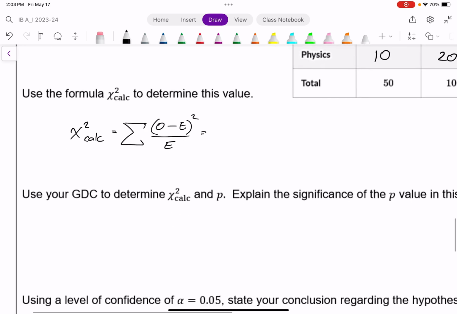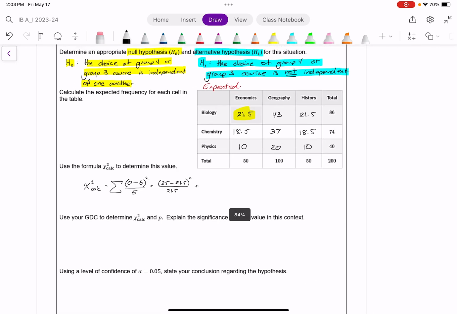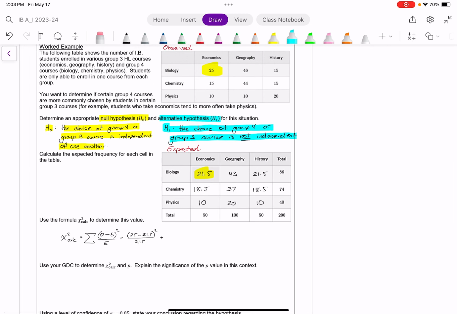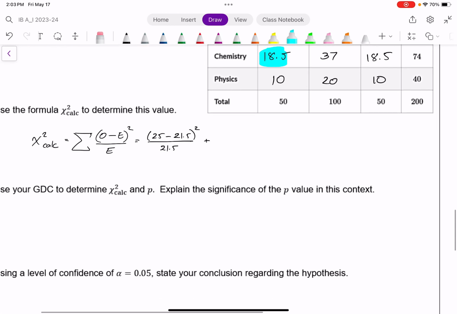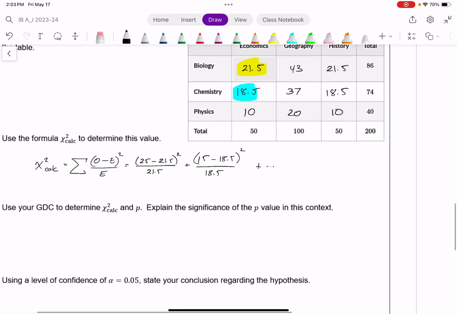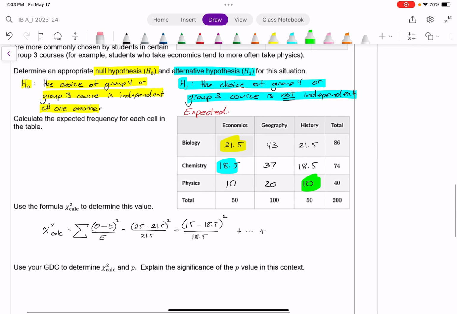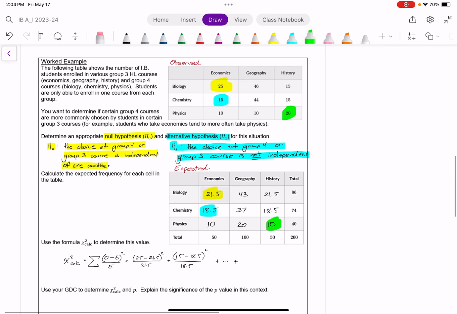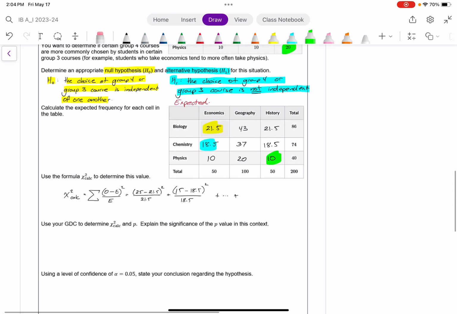So that's my first term. It would be 25 minus 21.5 squared divided by 21.5. And I do that for all of these. So the next one, I would go 15 minus 18.5. Square that and divide by 18.5. And keep going for all of these 9 cells until the last one I'll just mention here. If you did that one last, I'd be comparing 20 and 10. A pretty big difference. So 20 minus 10, square that, divide by 10.